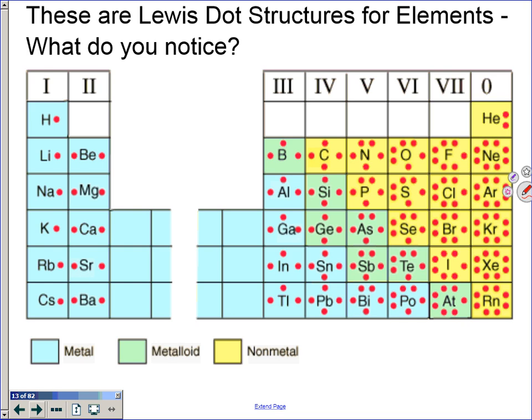Lots of dots. Non-metal stuff, like valence stuff. So dots get bigger right to left.